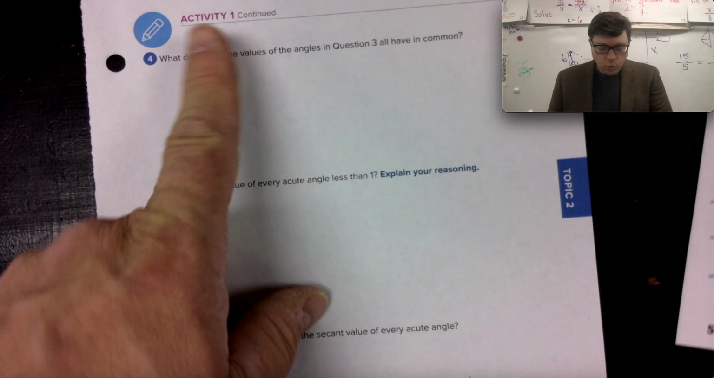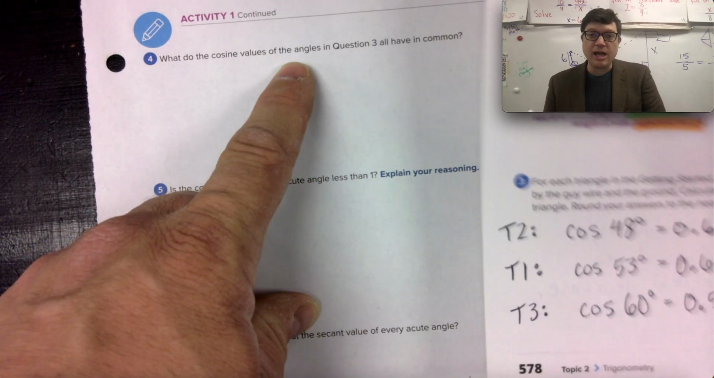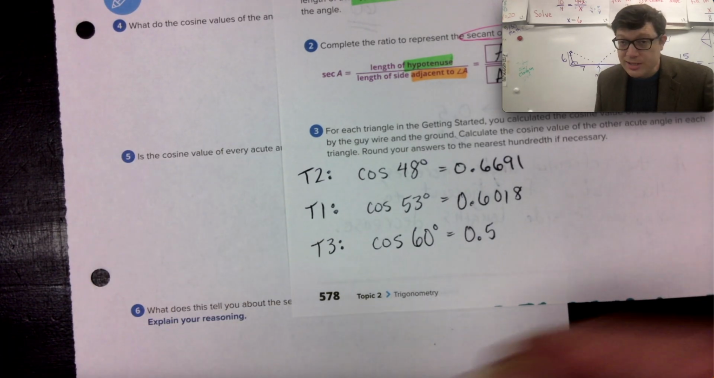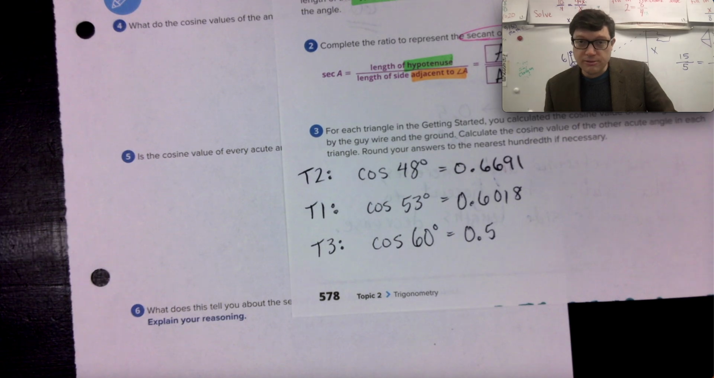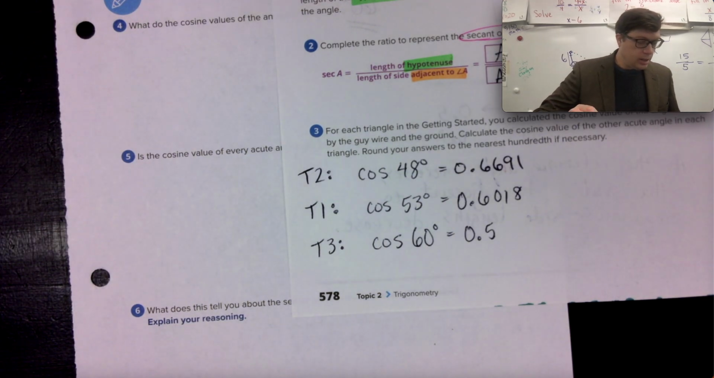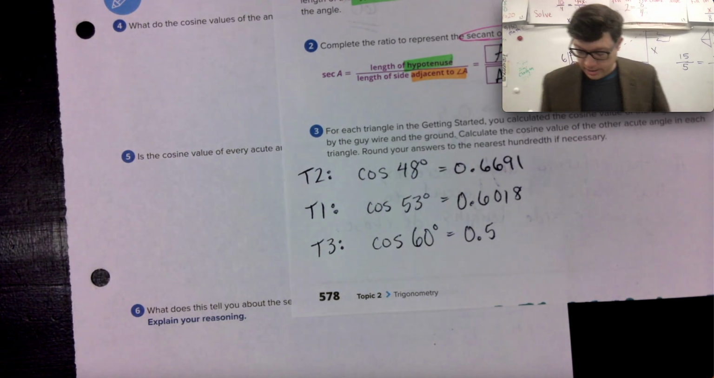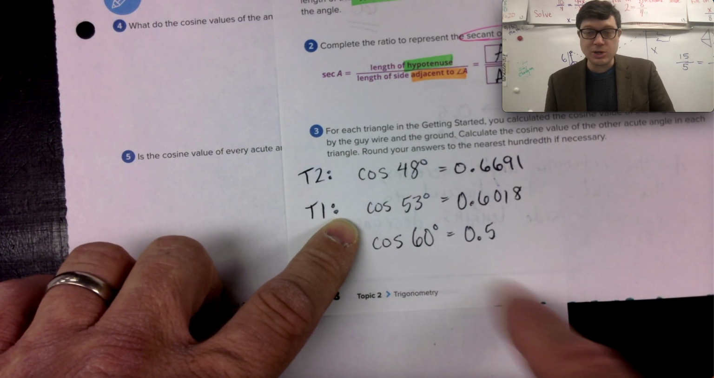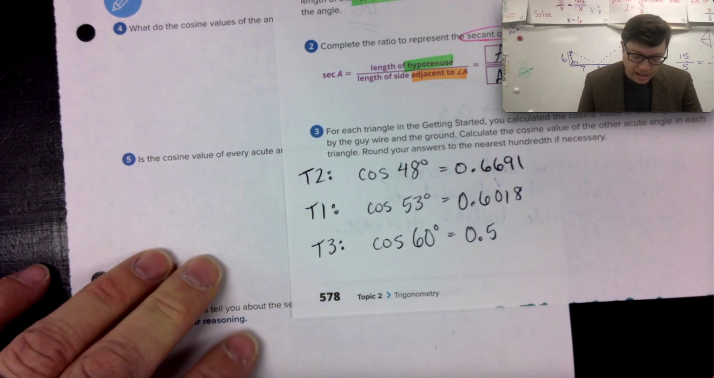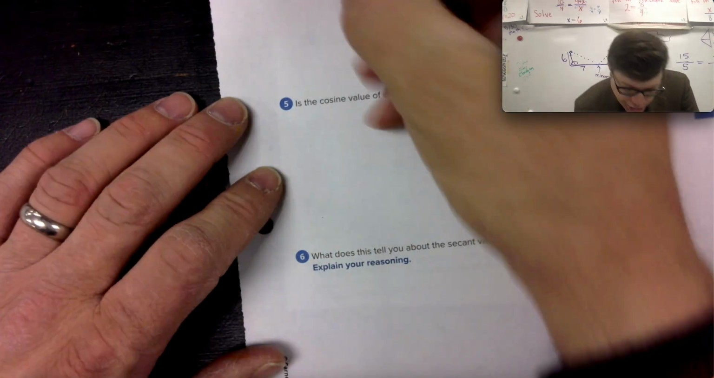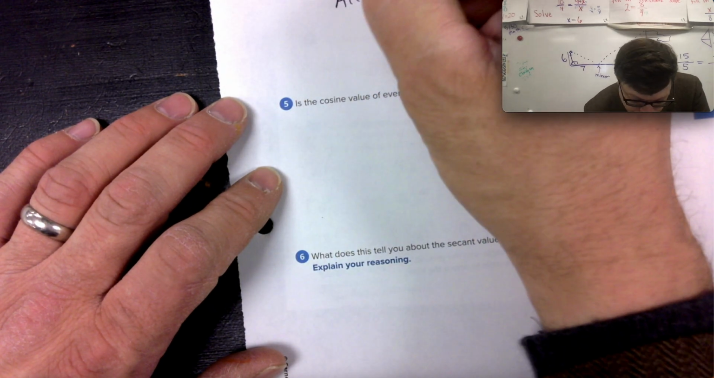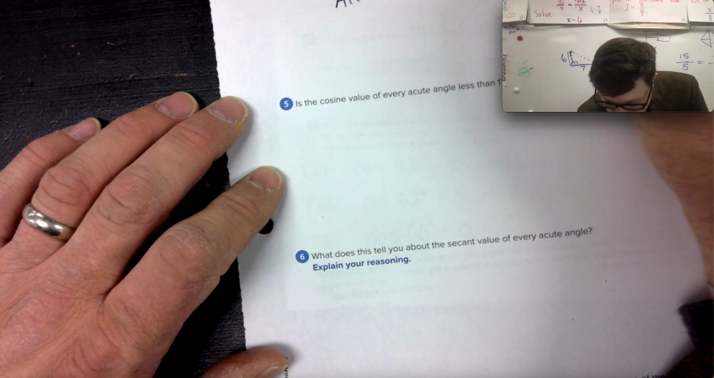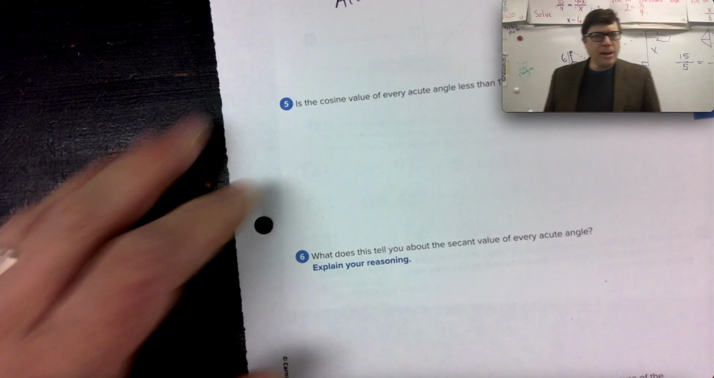Now, what do the cosine values of the angles in question 3 all have in common? What I notice is that they're decimal values, and they're all less than 1, right? 0.6, 0.6, 0.5. All of the angles in that question produce cosines less than 1. That might be something we're going to study here.